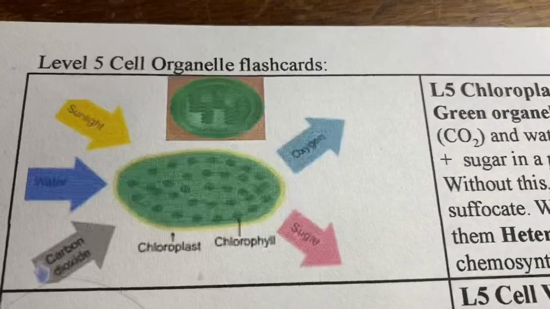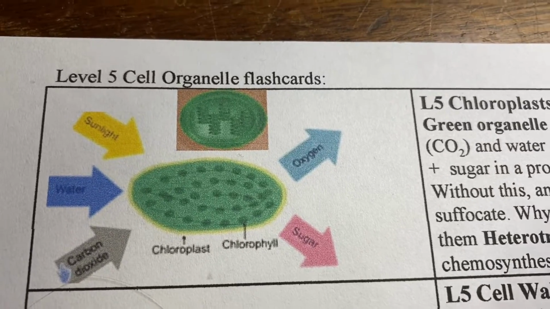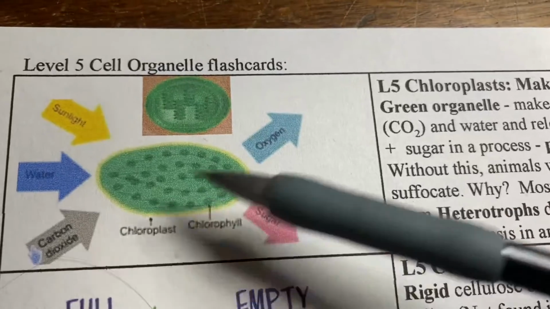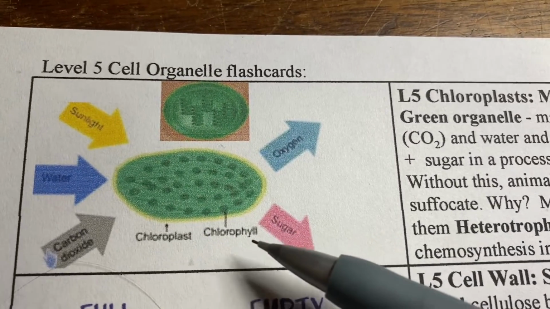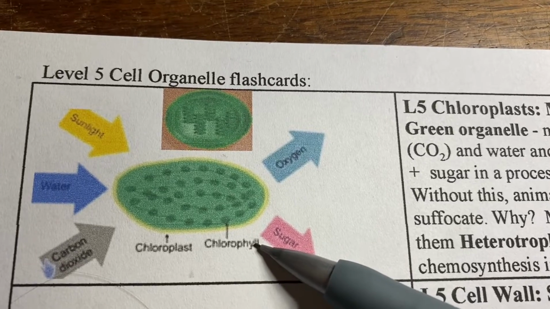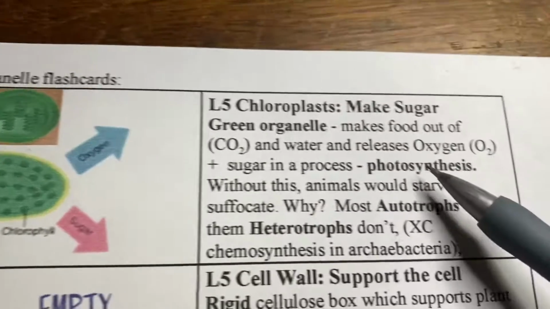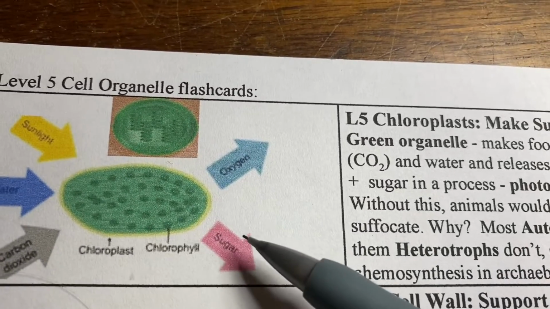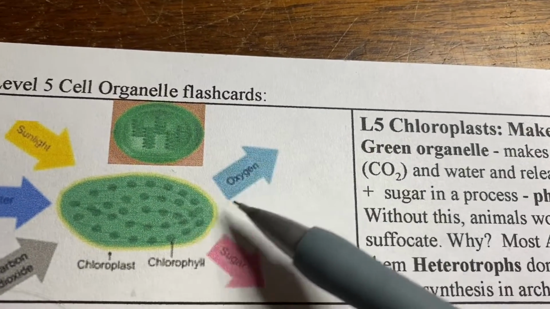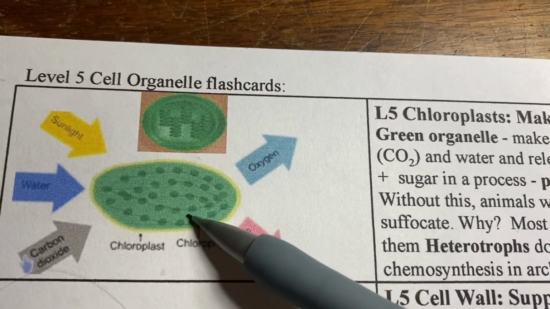Let's start. The level 5 idea for chloroplasts is what goes in and what comes out. We've talked about that. The idea that the chloroplast is filled with this pigment called chlorophyll. And then there's this question about why animals would starve and suffocate. An animal would starve because no sugar is produced. Would suffocate because no oxygen is produced without chloroplasts.